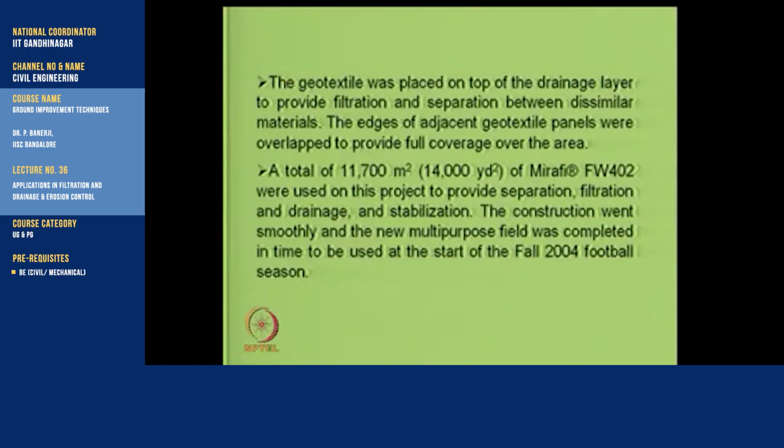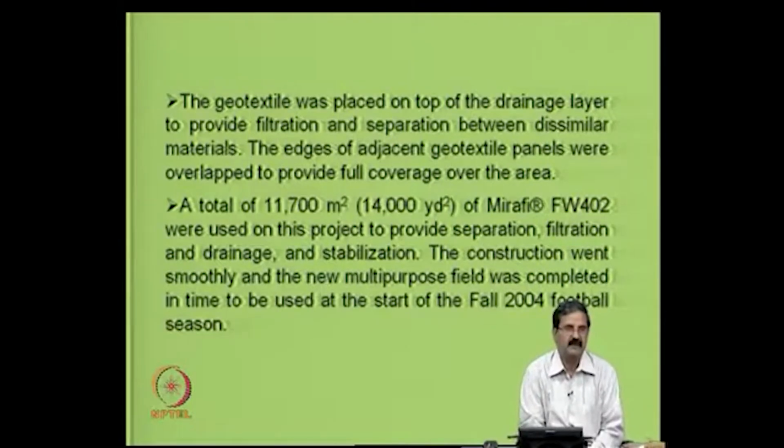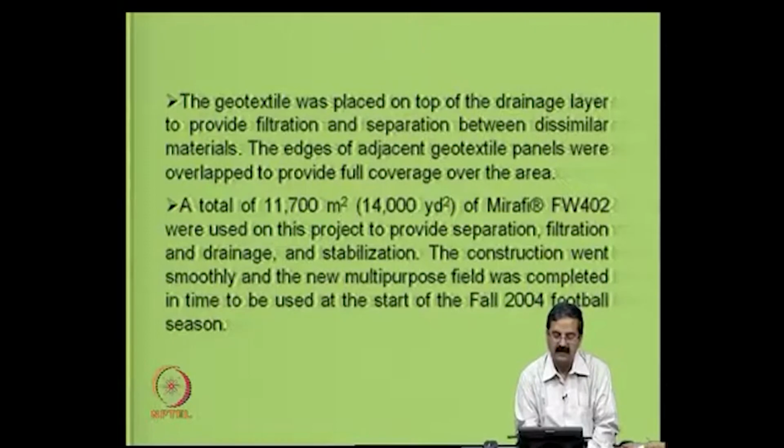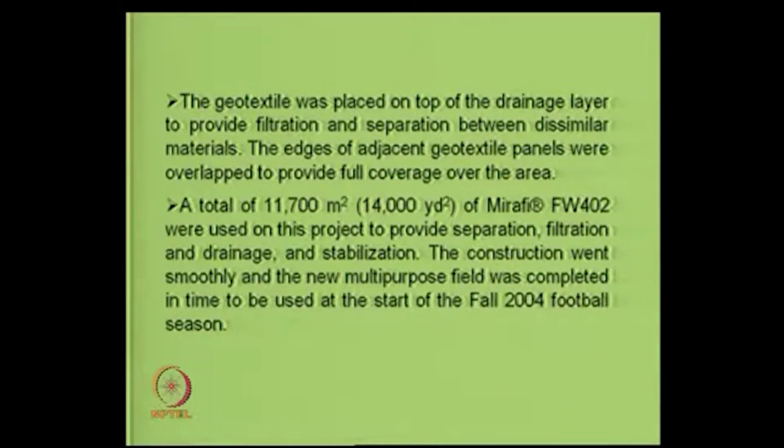So, the geotextile was placed on the top of the drainage layer. The drainage layer is a sandy layer, like in the previous example you had gravel, around the gravel you had a geotextile. So, here on the top of the drainage layer you have a geotextile, and it provides both separation and filtration. The edges of the adjacent geotextile panels were overlapped to provide full coverage for the area. Normally these are available in some square meters and all that. You must be able to see that there is enough overlap and also proper joining, such that there is no problem of leakage or any other issues associated with that. So, they have used significant quantities, like 11,700 square meters, which is quite big.